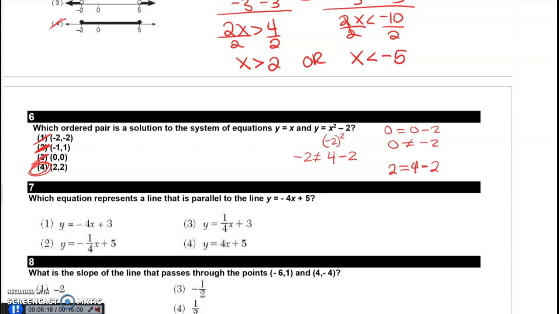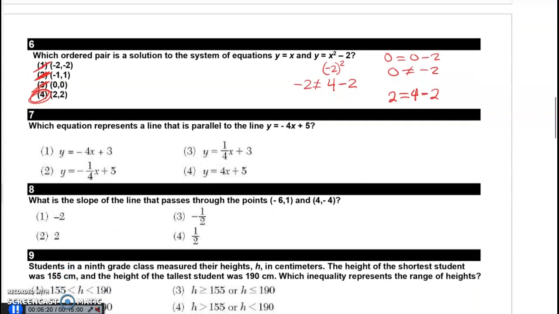All right, number 7, which equation represents a line that's parallel? Okay, so for parallel lines, we have to remember that they have the same slope. So our slope has to be negative 4. And that's all we actually need for this problem, because if you look at all of the slopes here, the only one that has negative 4 for the slope is number 1.